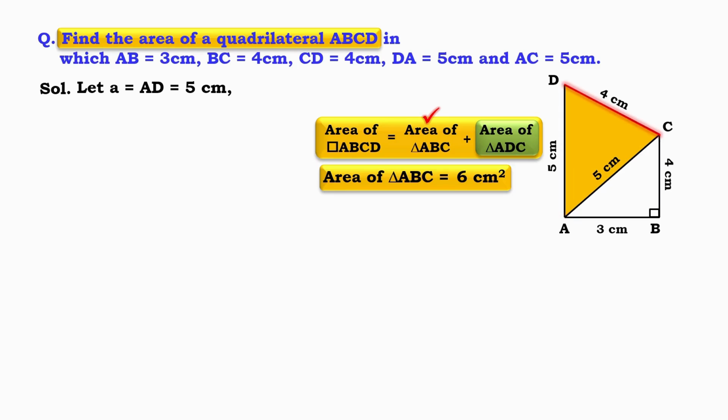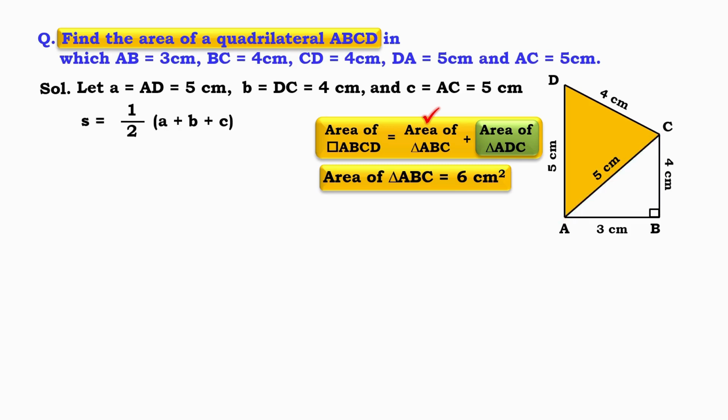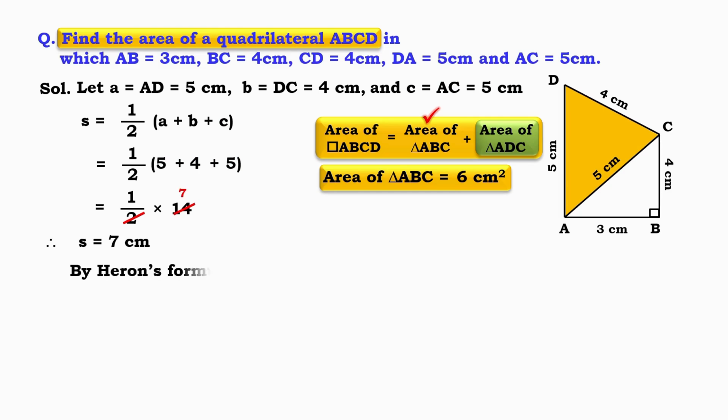Now here let a is AD, that is equal to 5 centimeter, b is DC, that is 4 centimeter, and c is AC, that is 5 centimeter. So now we have to apply Heron's formula. To use Heron's formula, we first have to find the value of s, that is half of the perimeter. So half of a plus b plus c, half of 5 plus 4 plus 5, that is equal to half into 14, that is 7. So s is 7 centimeter.